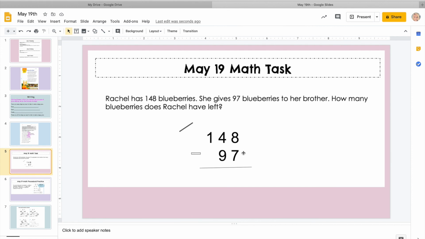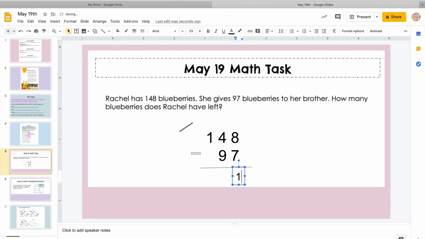If you remember those steps, we're always going to start with the ones column. So we have 8 minus 7. If you have 8 of something and you take 7 away, you are going to be left with 1. Okay, that was step 1. Step 2, we are going to move on to the tens column, where we're going to subtract. If you have 4 of something and you're taking 9 away, well, if you have 4 of something and someone wants to borrow 9, you don't have enough to give them, so you're going to have to go next door and borrow from your neighbor.